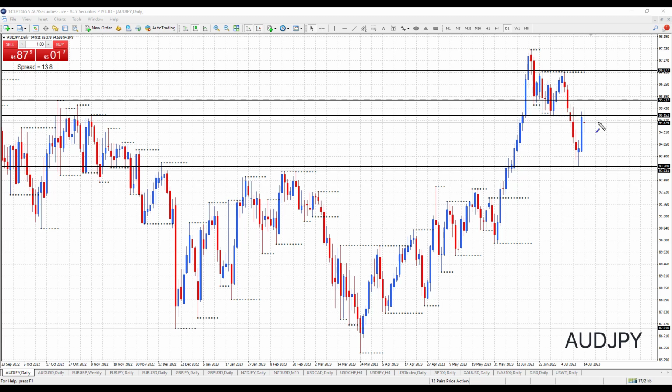I'm on the Aussie Yen daily chart, got my monthly, weekly, day support and resistance levels all drawn in. They are referenced in the description below. I'll just discuss the ones closest to price action.